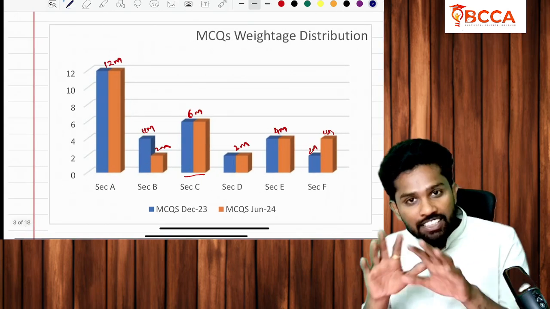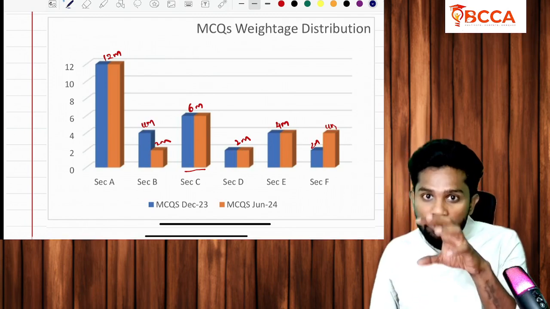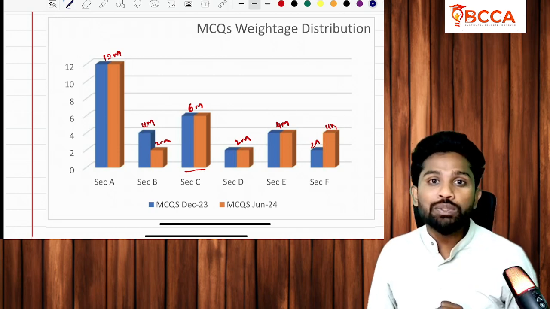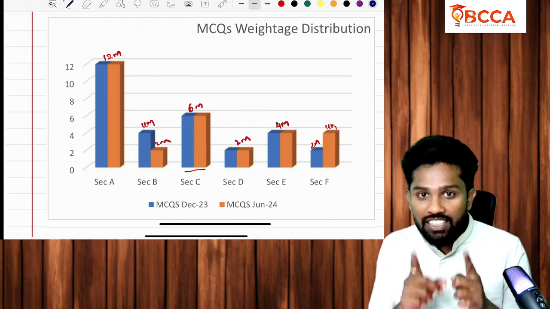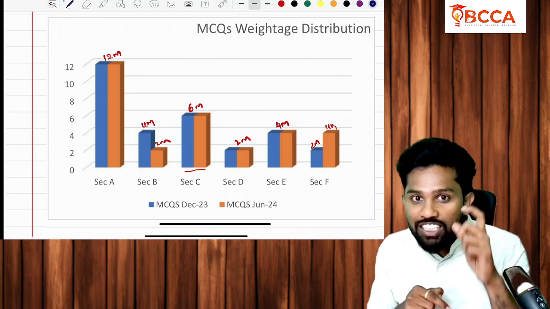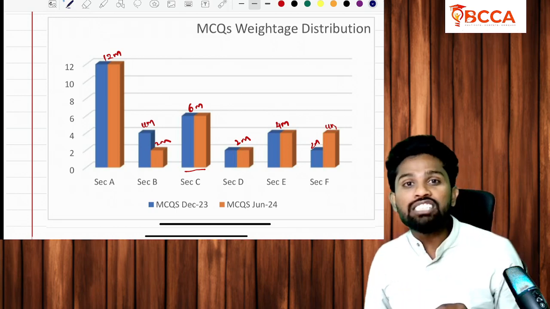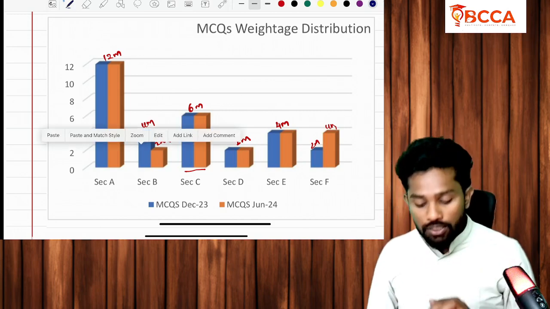Now let us see the MCQ weightage distribution. Section A, 12 marks. From Ind ASs, 6 MCQs are asked, 12 marks, the highest in MCQs. There is no choice in MCQs, every MCQ must be written, so you understand the priority of Ind ASs here. Section B, valuation, 4 marks and 2 marks.